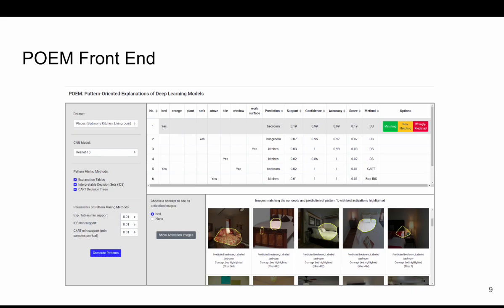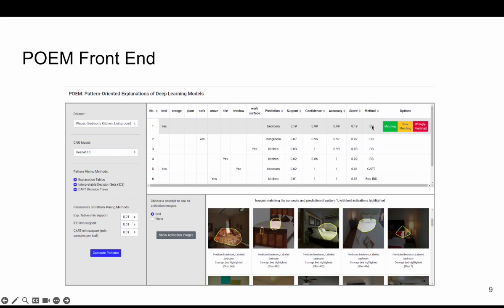It says that out of all the images where the concept bed exists, they were classified as bedrooms 99% of the time. The accuracy of this rule is 0.99. This means that out of all the images that contain beds and were classified by the model as bedrooms, 99% of them are actually labeled in the target dataset as bedrooms. And then the score of 0.19 is a combination of support, confidence and accuracy, with the details of the score computation presented in the paper. And then we show which method the rule came from.